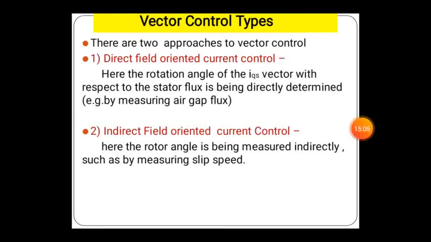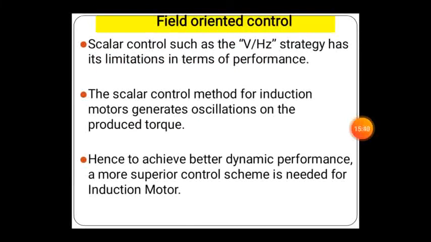According to that, the vector control methods are classified into two types. One is direct field oriented control, and the second one is indirect field oriented control. In direct field oriented control, the rotation angle of the IQS vector with respect to the stator flux is directly determined by measuring the air gap flux. And in indirect field oriented control, the rotor angle is measured indirectly, such as by measuring the slip speed. Now we will discuss the field oriented control method, which is one form of vector control method.